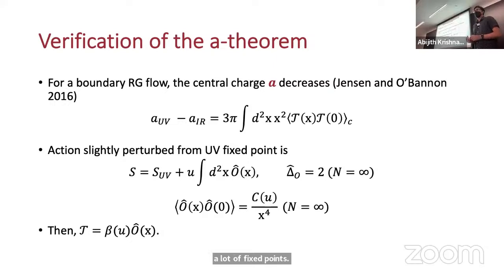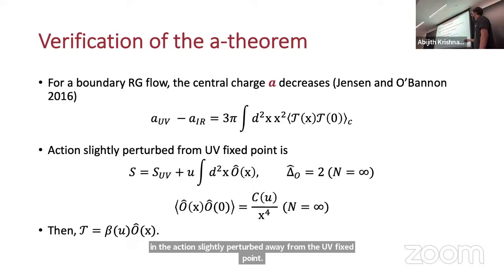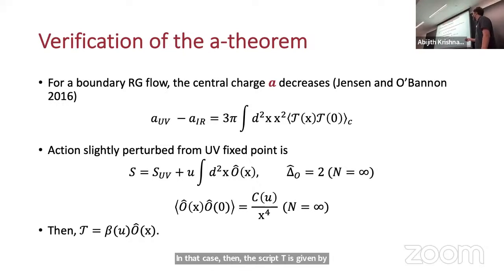Now let's see if the a-theorem gives the same results as our direct computation. The way we can do it is as follows. Remember, this is the expression for the a-theorem. And remember, we're evaluating this correlation function in the action slightly perturbed away from the UV fixed point. In that case, the script t is given by beta of u times the O hat operator. And additionally, at n equals infinity, this O hat operator is marginal too. And so its correlation function takes the following form.